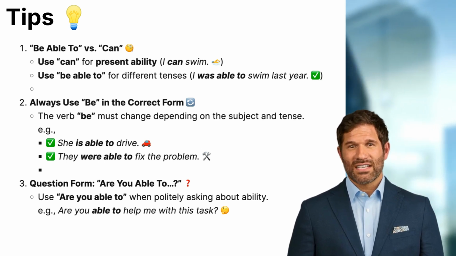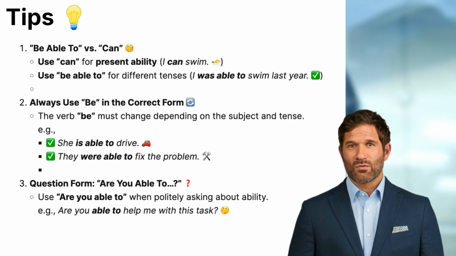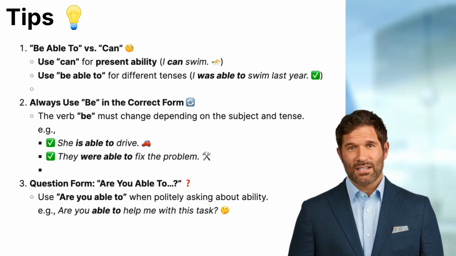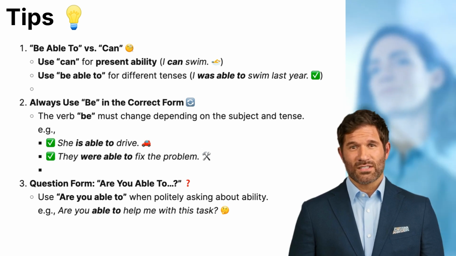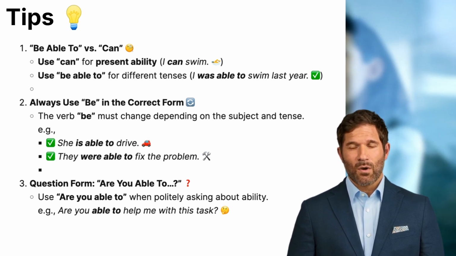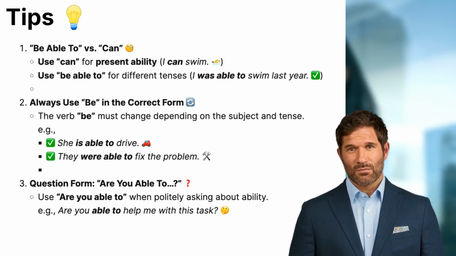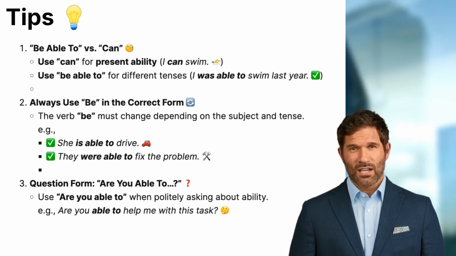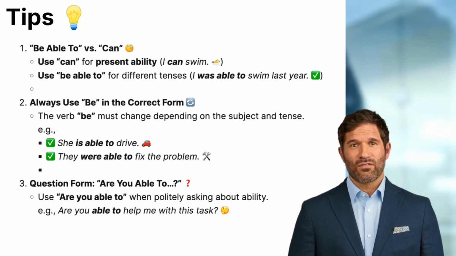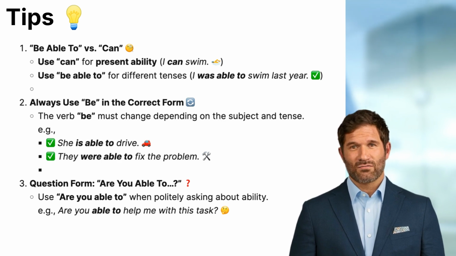Use be able to for other tenses. Example, I was able to swim last year. We cannot use can in the past, so we use was able to instead. More examples. I will be able to swim next summer. Future ability. He has never been able to swim. Present perfect. If you need to use past, future, or perfect tenses, be able to is the right choice.